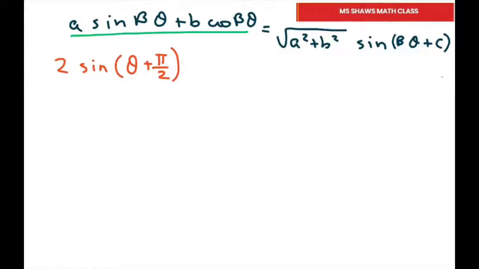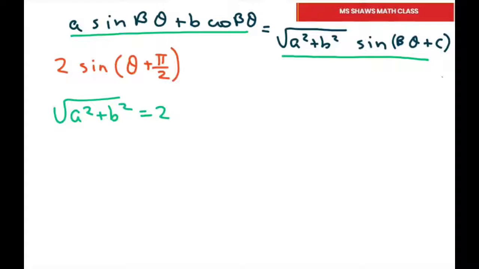This is a sine b theta plus b cosine of b theta. So we have it like this. So my square root of a squared plus b squared equals 2. My big B equals 1, because there's a 1 there, if I'm looking at this. And now I just have to find, I'm going to look at the C. We know that C equals pi divided by 2.